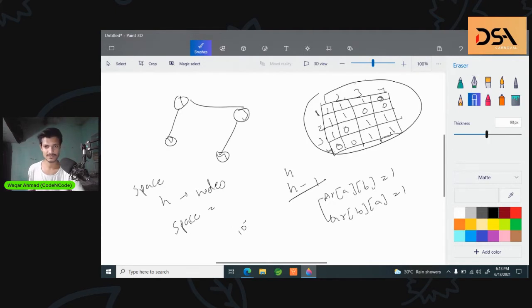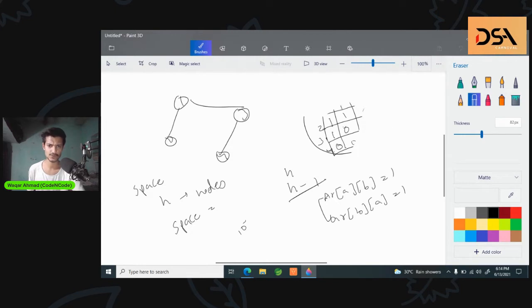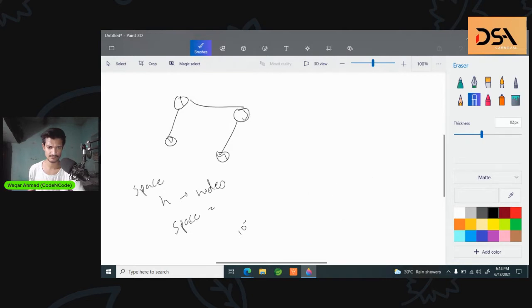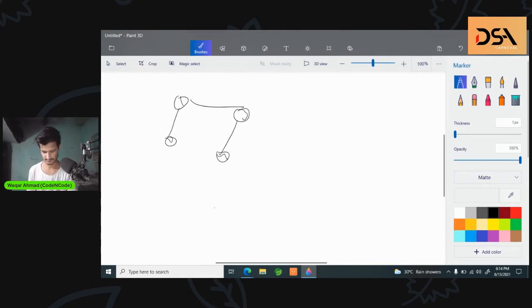Okay, so let's see what is adjacency list representation, and then we'll take some questions from this, or maybe if I have to show you through implementation, we'll go with that as well. So for the same graph, let's go for adjacency list representation.